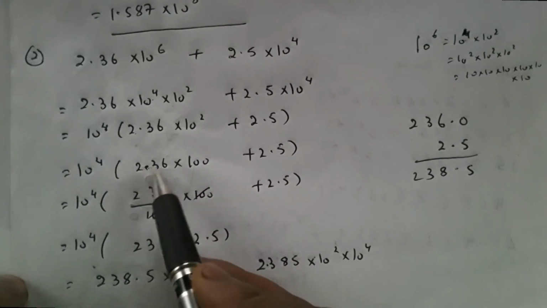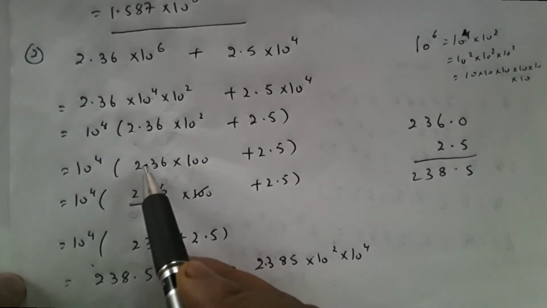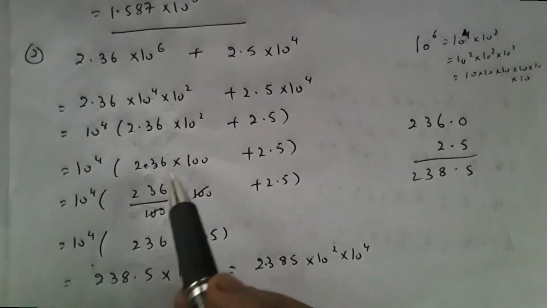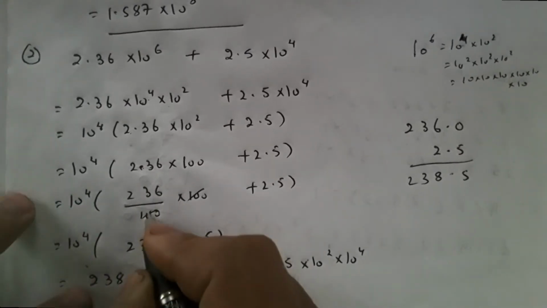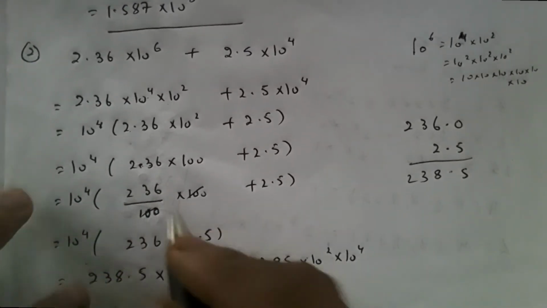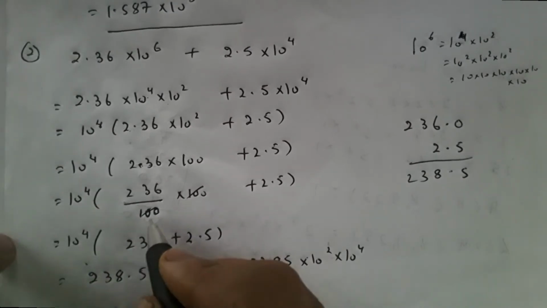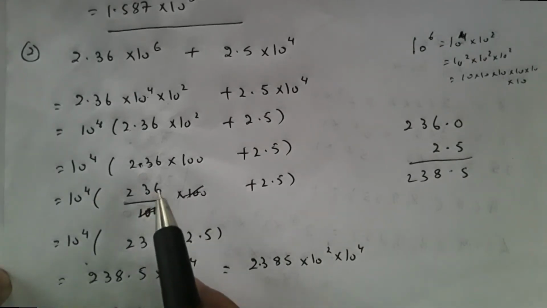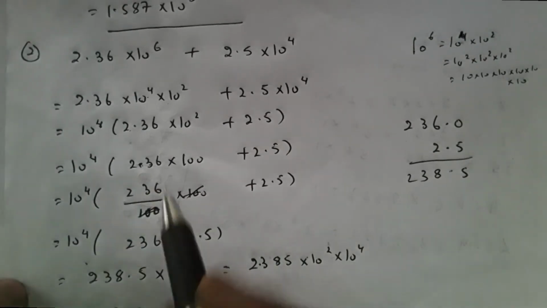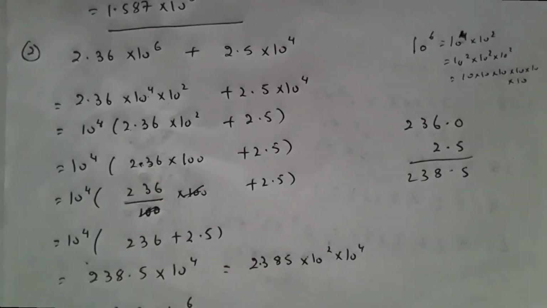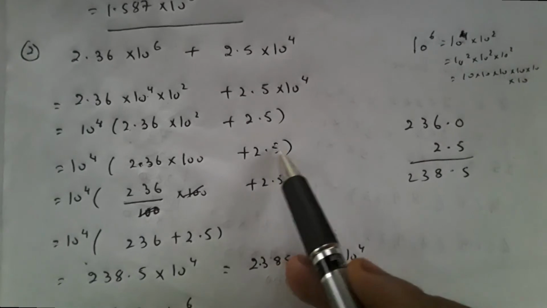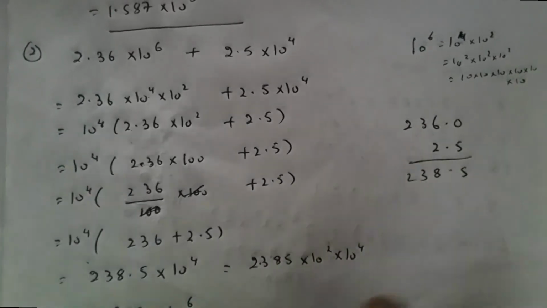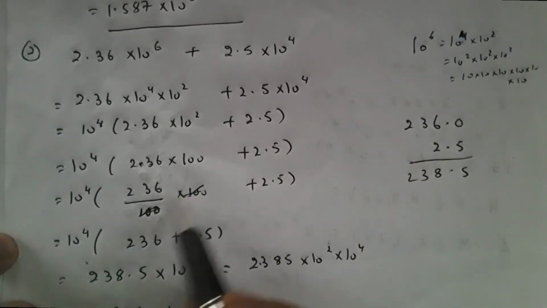236. After the decimal, how many numbers are there? 2 decimal places. So you bring down here 2 zeros and then 1, and then 100 and 100 cancel. So what is left? 236. Remember, 2 decimal places, 2 zeros. If there are 3 decimal places, 3 zeros. Suppose here it becomes 25 divided by 10, 1 decimal place becomes 10. But this is left, leave it as it is. So 100 and 100 cancel.